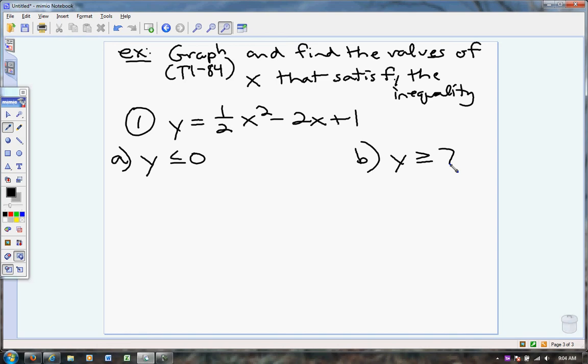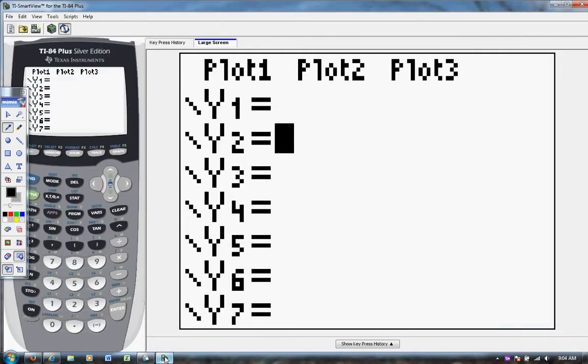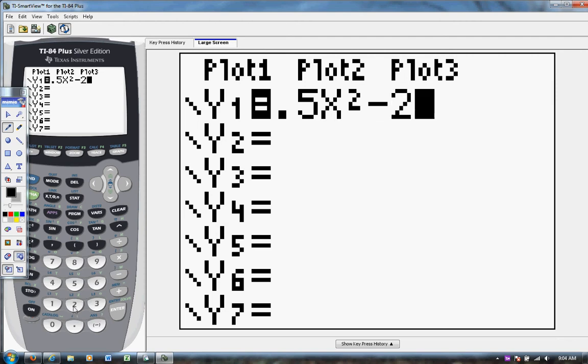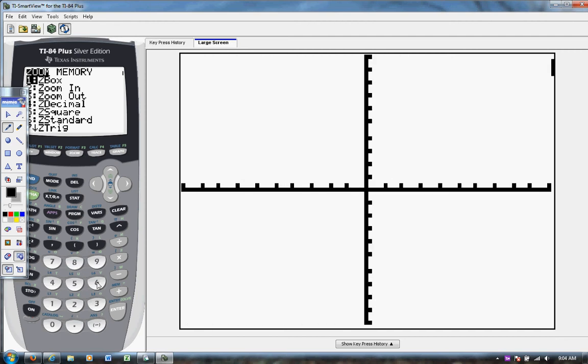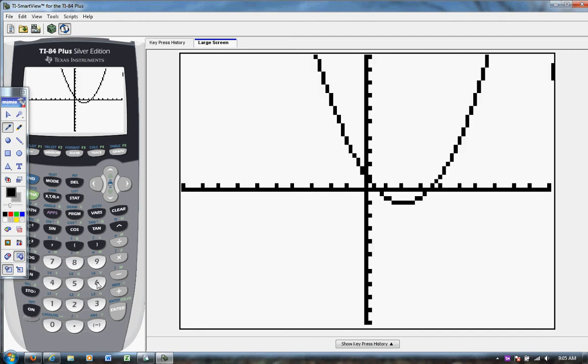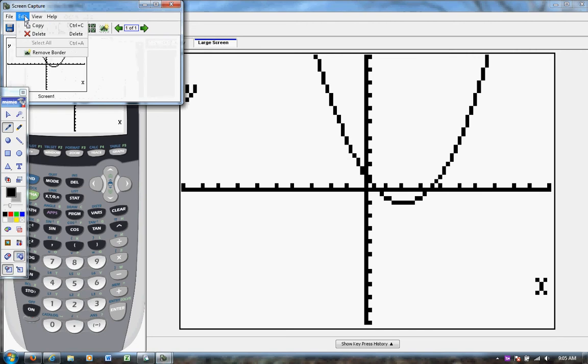First thing we've got to do is plug in the function. So let's go to our graphing calculator and plug in 1/2 x squared, which we can put as 0.5 x squared minus 2x plus 1. Now we know that's a parabola. I'm just going to hit zoom standard for now and see where this thing is. There it is. Now, once again, let me get this to a place where I can write on it.